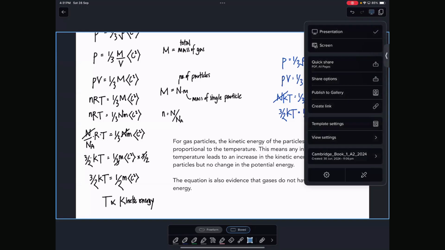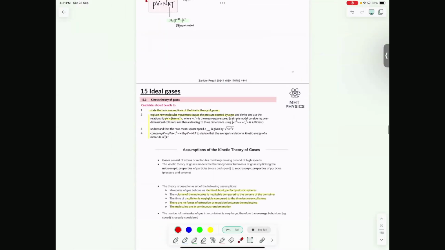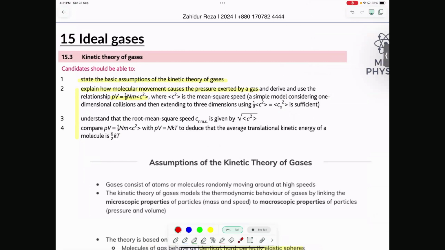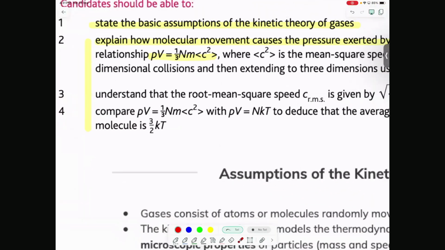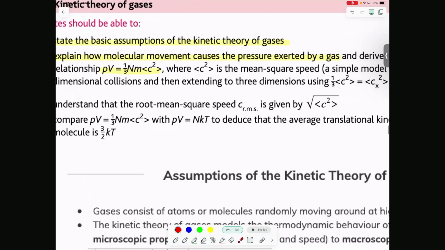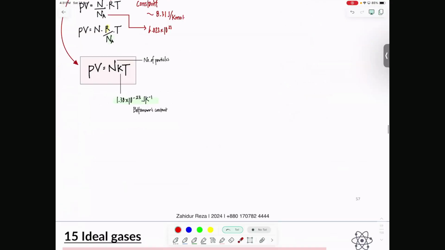Okay, let's move on. So we are done with gas laws. Finally, last year PV equals 1/3 nmc squared and PV equals nkT, to deduce that average translational KE is 3/2 kT. That's what we just derived. Also understand that root mean square speed, or c_rms, is given by that symbol. So that's your gas laws.